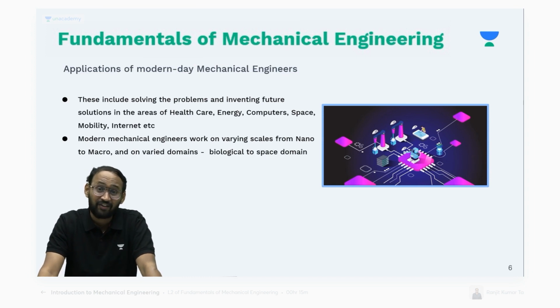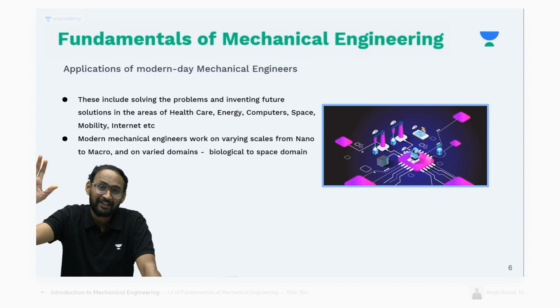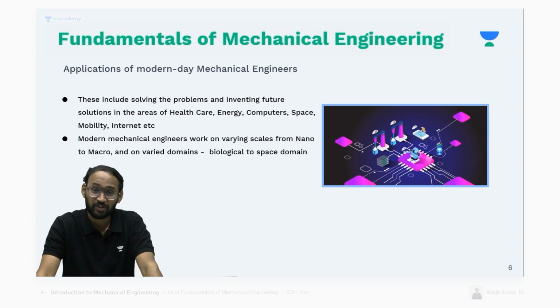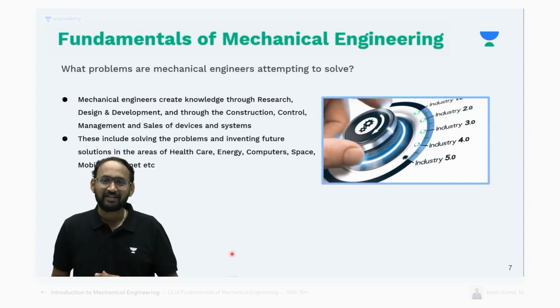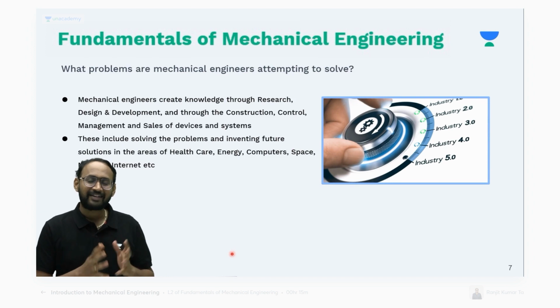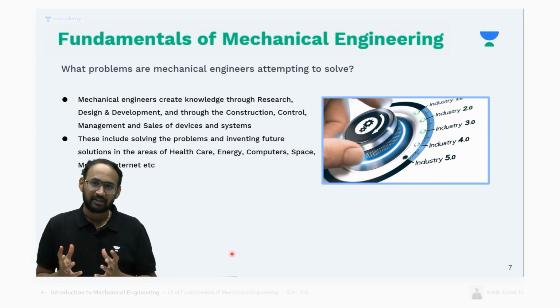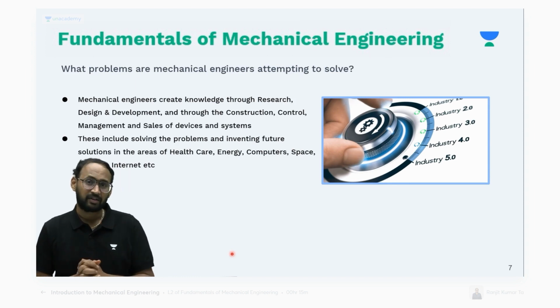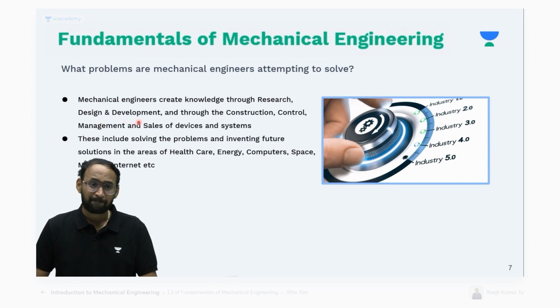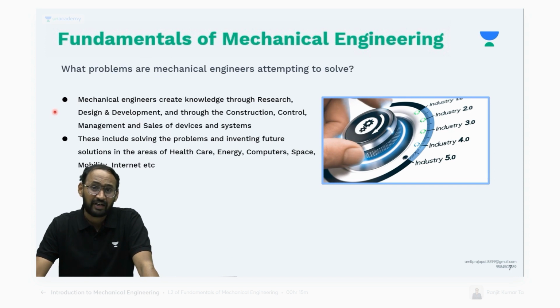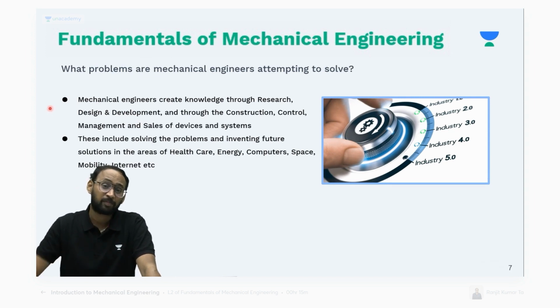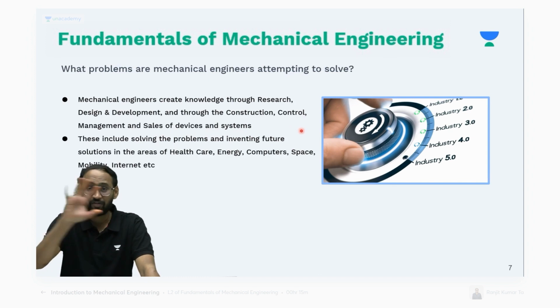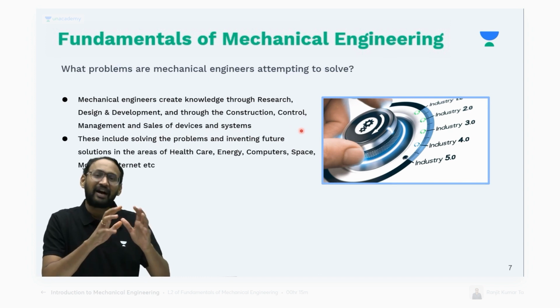Starting from nanoscale, or much smaller than that maybe, till the macro scale, starting from the biological domain till the space domain. So what are the problems mechanical engineers are trying to solve? Mechanical engineers are trying to create a huge knowledge base, through the application of engineering physics or the underlying principles, to create cost effective or innovative products. So research and development is key for creating this knowledge base, and they also create products through construction, control, management, and sales of devices and systems. These are some of the areas where mechanical engineers have a hand.